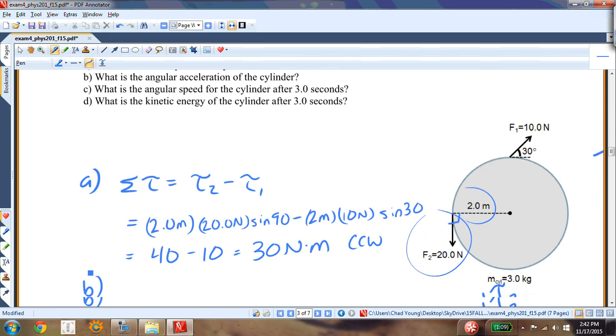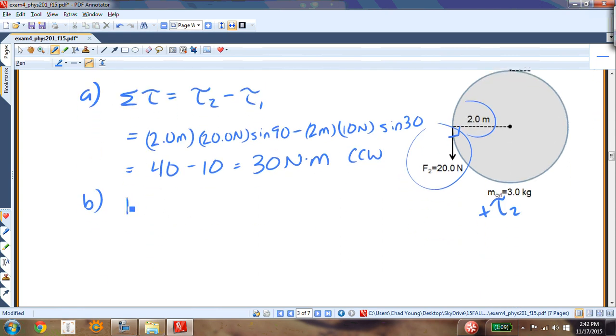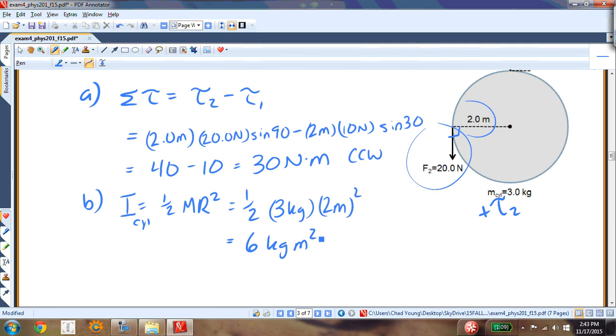B, I want to know what is the angular acceleration. Two steps here. I have to know I is 1/2 m r squared. This is I for a cylinder, and it's on your equation sheet. That's 1/2, the mass of this is 3 kilograms, radius of 2 meters. Getting a little sloppy about my sig figs here, but that's 1/2 of 12, or 6 kilogram meters squared.